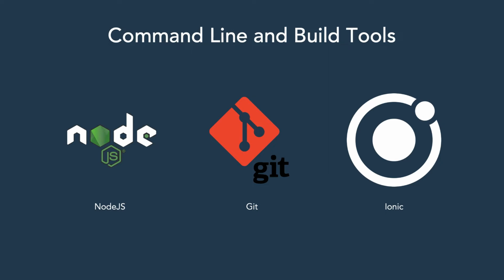Ionic makes heavy use of Node.js, a JavaScript-based runtime environment. You'll need Git and its related build tools. And of course, you'll also need Ionic. Installing these items is pretty straightforward. You should be able to follow right along.